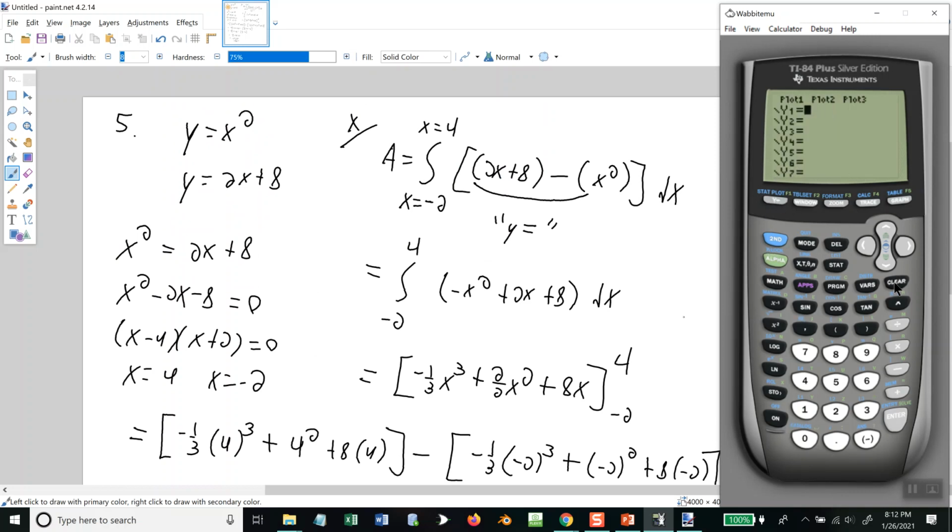So I'm going back to my y equals, clear, 2x plus 8 minus x squared. Then second trace, choose number 7 for the integral. And we're going from negative 2 to 4. So put in negative 2 for the lower, put in 4 for the upper. That's promising. So we get 36. Okay, so we're going to work the problem again, going to the y's, and we'll see how that goes.